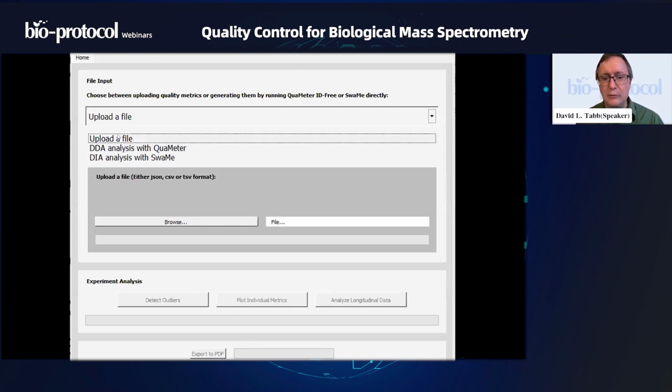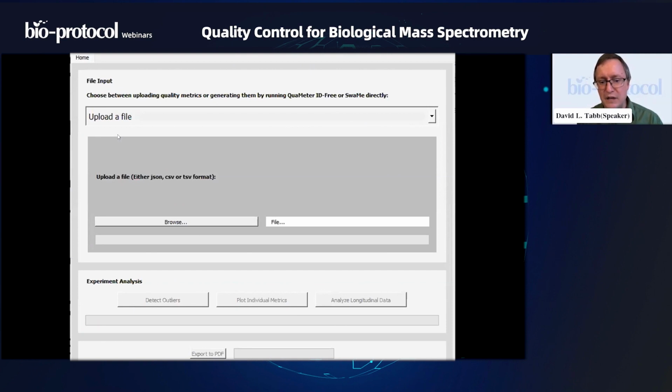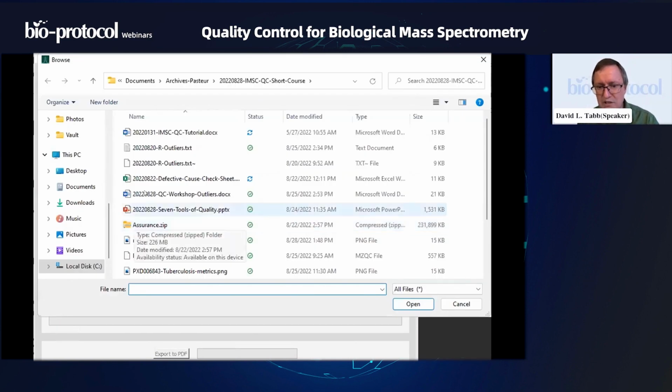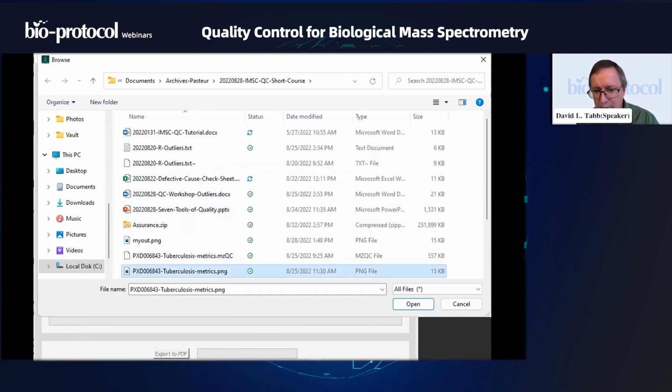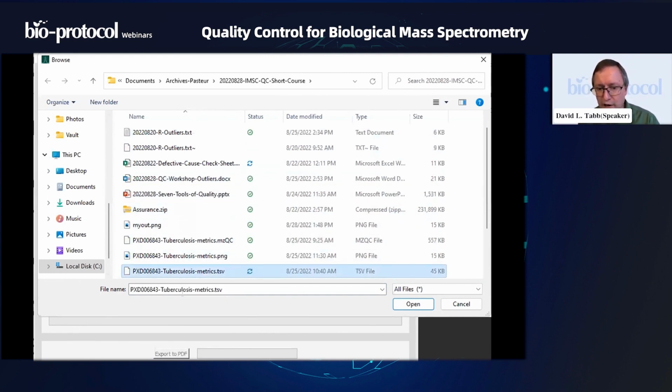In this case, I'm going to use a set of metrics that I've already generated offline. So I'm going to browse to a directory containing those. It was in a short course that I just taught over at IMSC. In this case, I'm going to grab the TSV file for tuberculosis metrics. That file I also made available in the chat way up high. Hopefully that's being reshared. Okay, I click open.